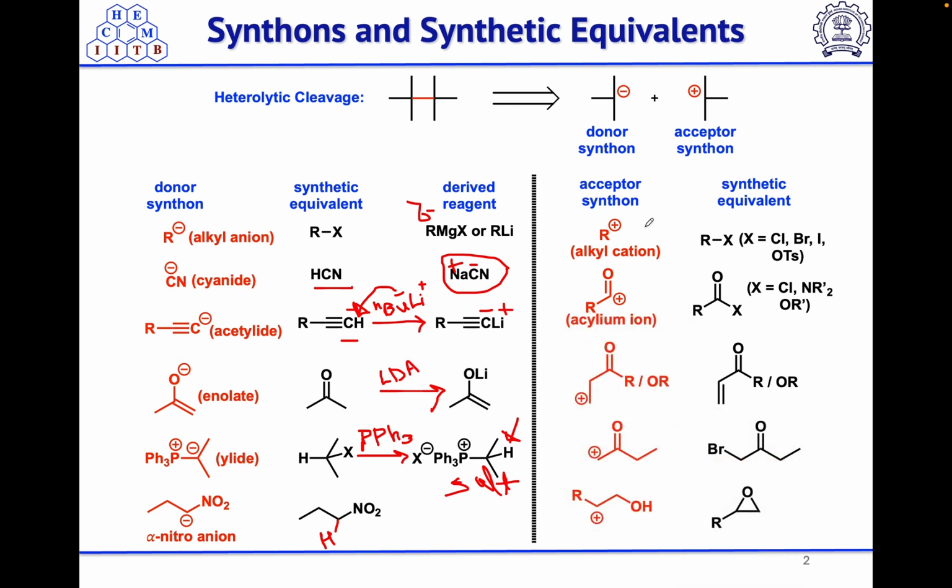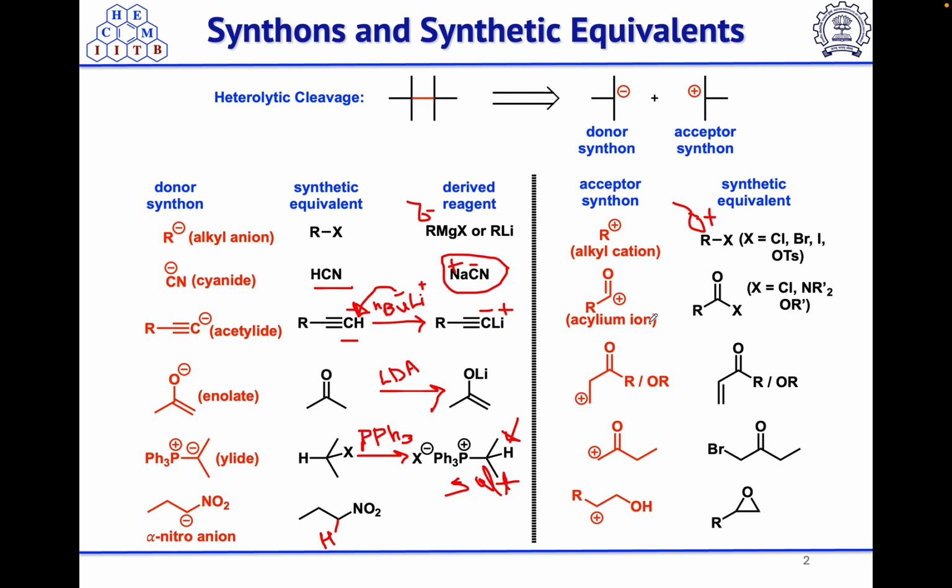Similarly, these acceptor synthons you can also easily generate from the corresponding synthetic equivalents, right? Like the alkyl cation we can get from R halide, where R is delta positive, so you can easily generate the alkyl cation, right?